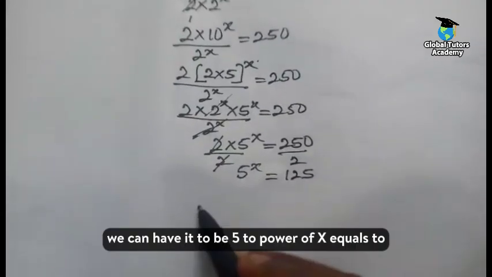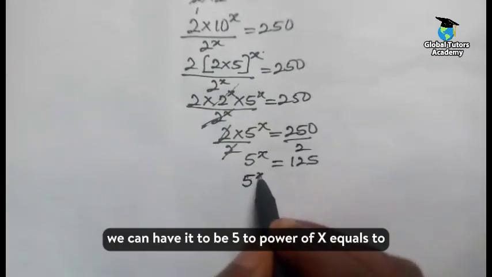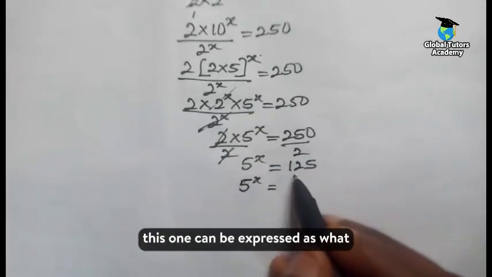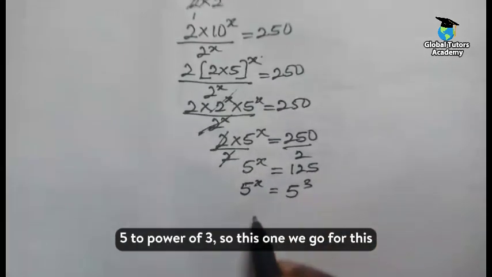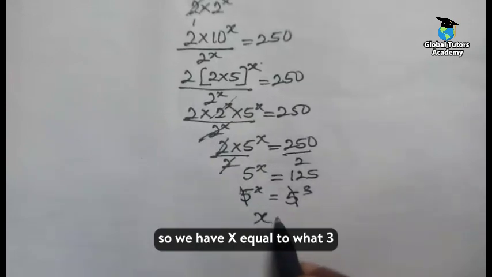So from here we can have 5 to the power of x equals, this one can be expressed as what? 5 to the power of 3. So we have x equal to what? 3.